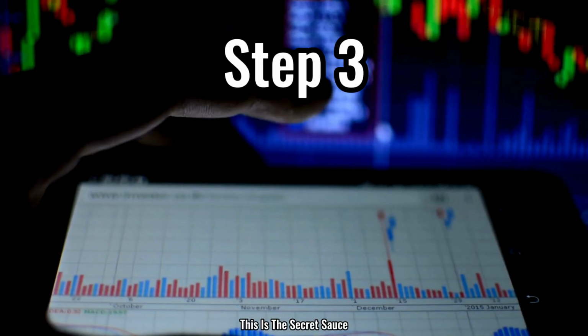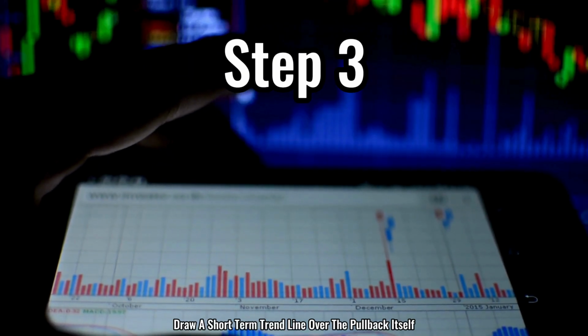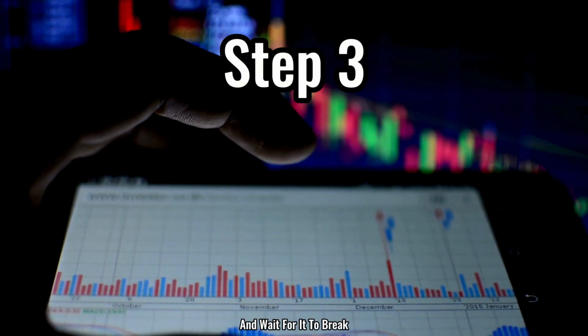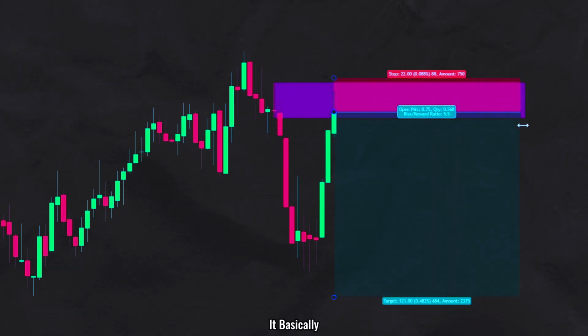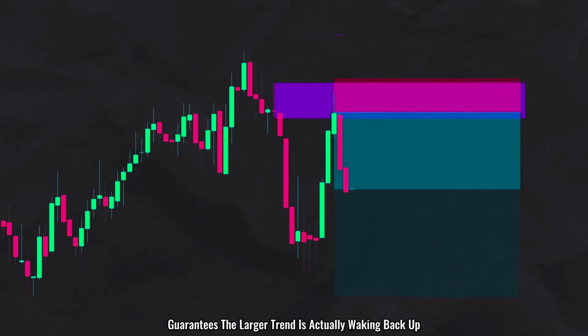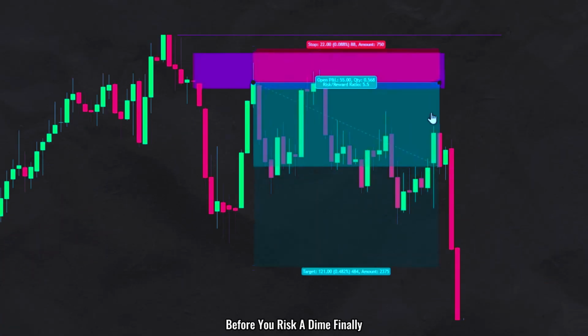This is the secret sauce. Draw a short-term trend line over the pullback itself and wait for it to break. Waiting for this final confirmation saves you from those liquidity sweeps that constantly wreck amateur traders. It basically guarantees the larger trend is actually waking back up before you risk a dime.